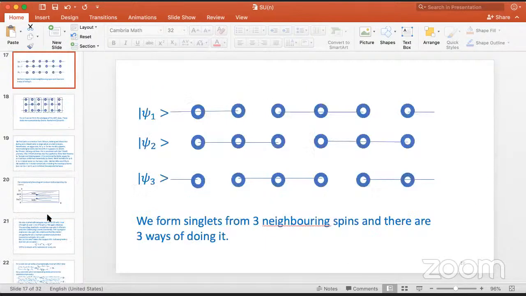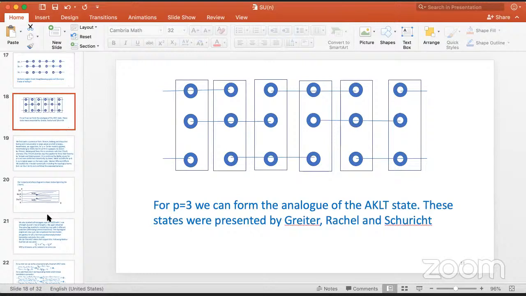I think Greiter, Rachel, and Strick might have found states that did this. I think if you fine tune biquadratic and bicubic states, yes, you can find states that will give you the AKLT state as a ground state. Yeah, good question. Similar to what we did for the SU2 case.